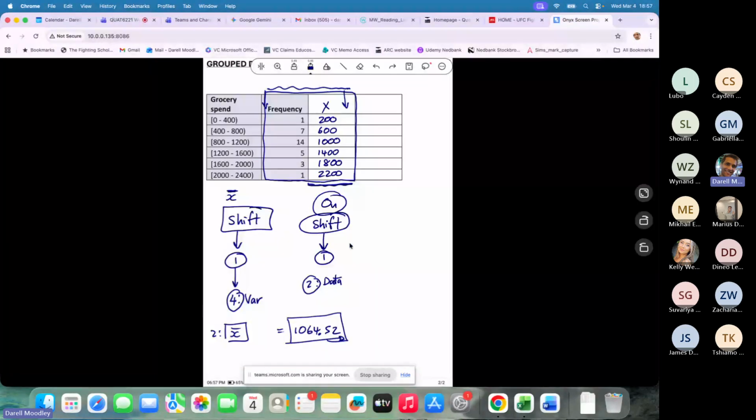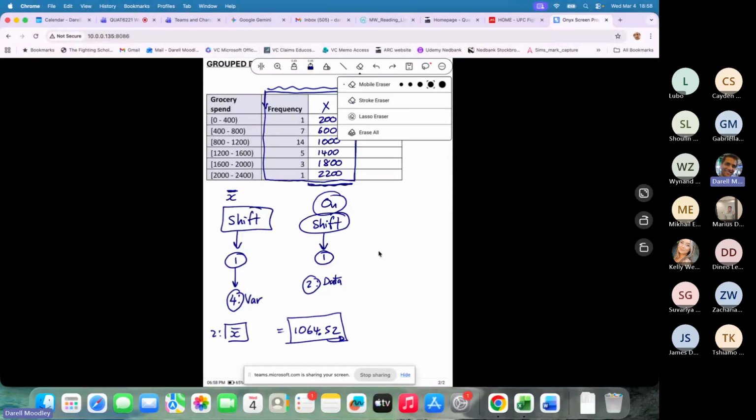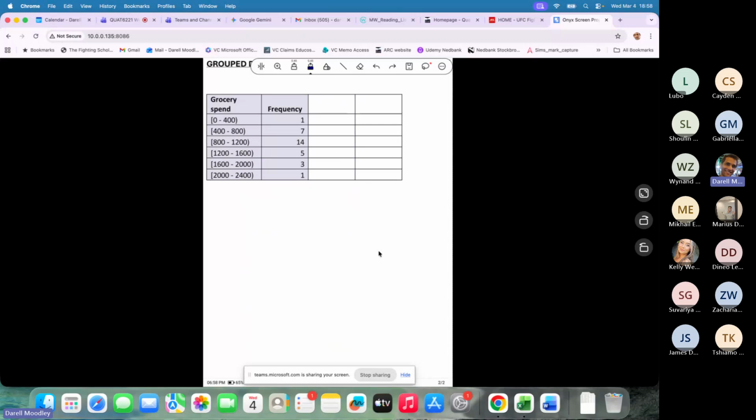Okay, so just like for ungrouped data, there were 3 central measures. There's the mean, or X bar, which you've done already. Then there's the median. That's what we're going to do next.